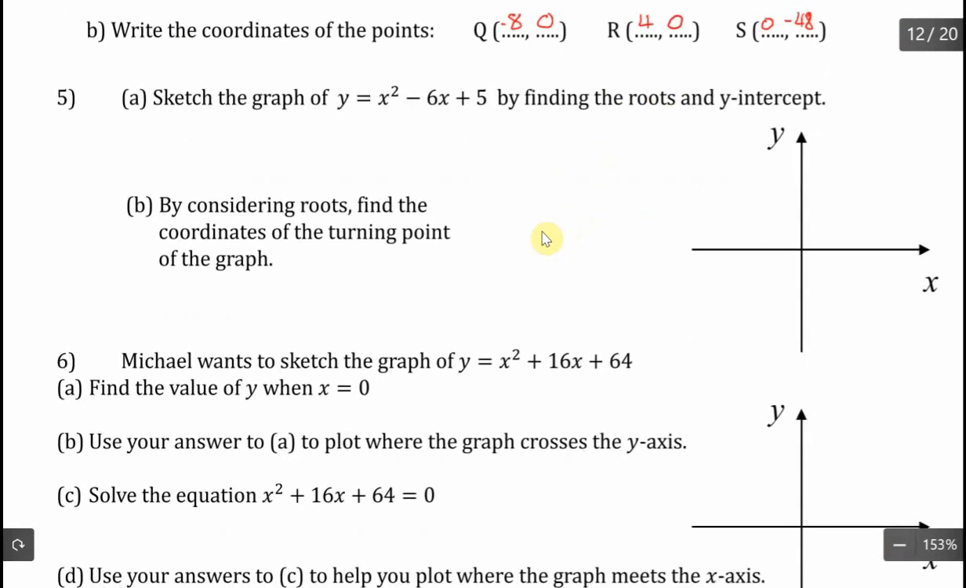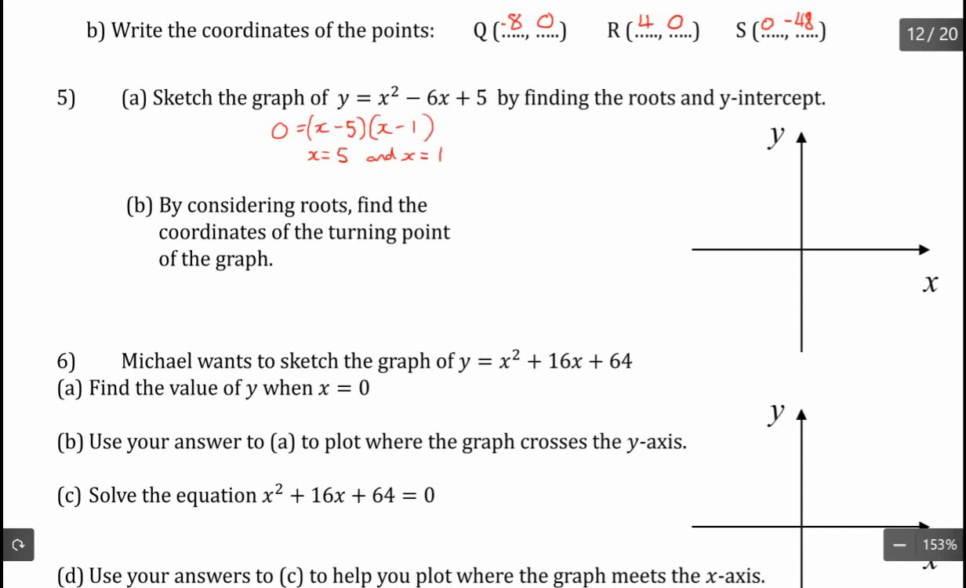Right, number 5, sketch the graph of y equals x squared minus 6x plus 5 by finding the roots and y-intercepts. Let's start with the roots. If it's got roots, hopefully it'll be factorizable, and those roots will be whole numbers. So we're going to set this equation equal to 0 and make a pair of brackets. Two numbers that times together to make 5, add together to make -6: -5 and -1. So the roots are 5 and 1.